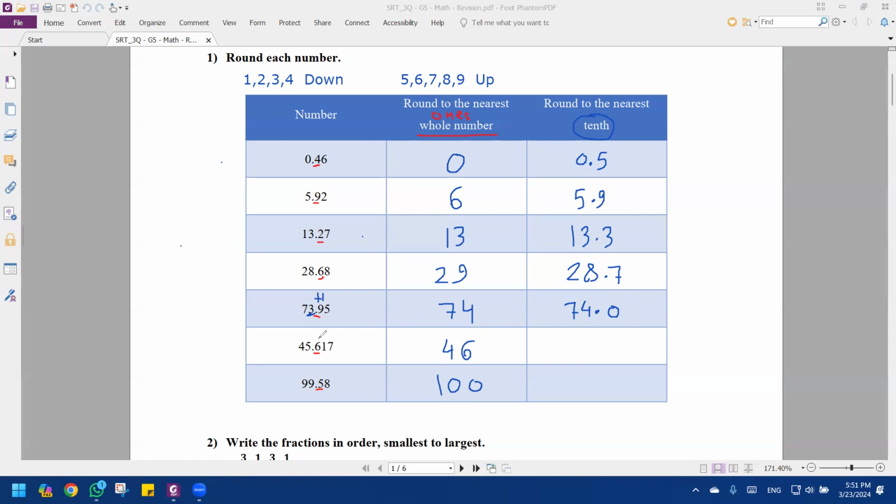Now 6 is underlined. We check one behind, it is 1. 1 is round down. So 6 will remain the same. 45.6. Now 5, we check 8. 8 means round up. So 99.6.